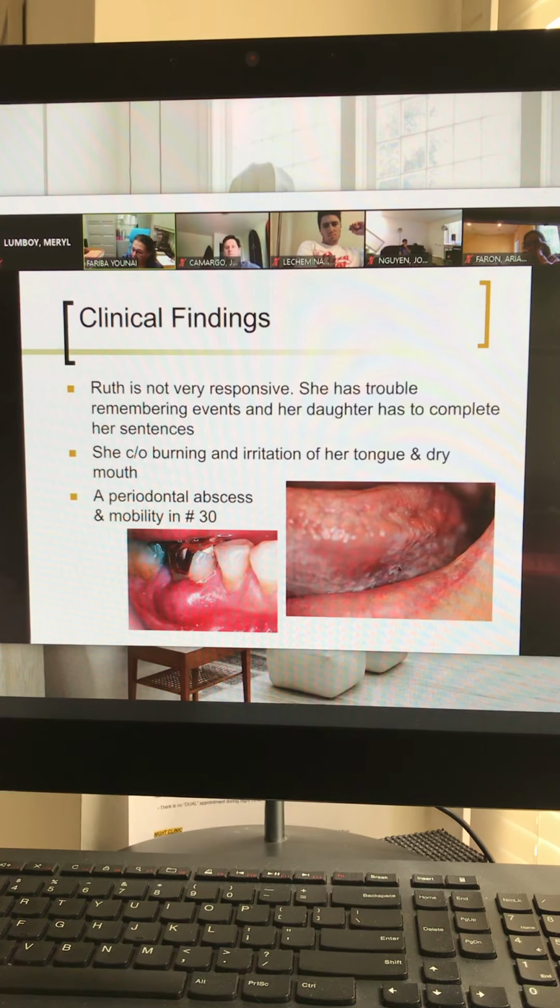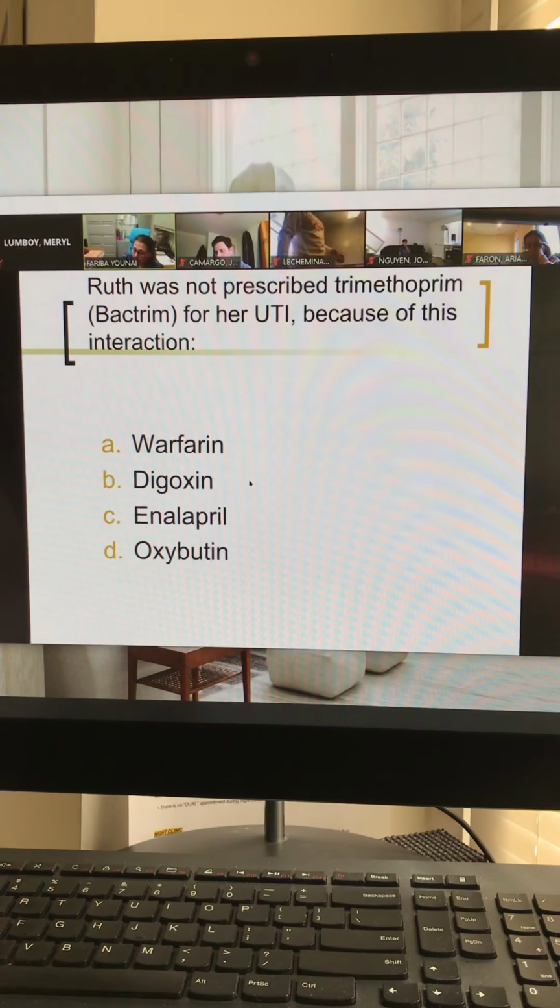Then you have all these areas of white changes on the floor of the mouth and ventral aspect of the tongue. They look like they're diffuse, they don't have a specific shape to them, and your best diagnosis clinically would be that they are candidiasis. And remember that she has dry mouth. It's possible that her dry mouth is playing a major role in her getting a yeast infection.